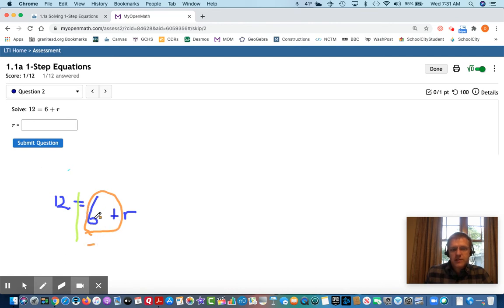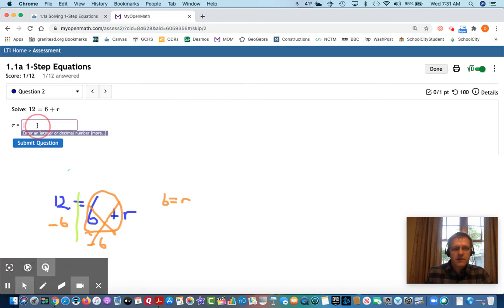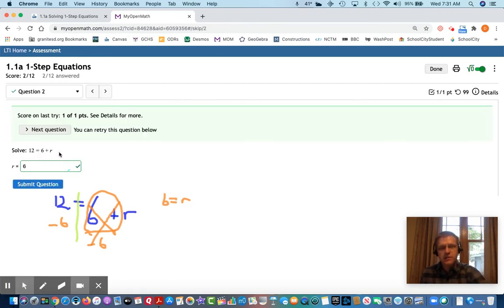So because this is a 6 plus r, it's added to r, I'm going to subtract the 6 from both sides. That's the opposite of adding. So those go to 0, and that leaves me with 6 is equal to r. And that is, of course, our answer because 6 plus 6 is 12.